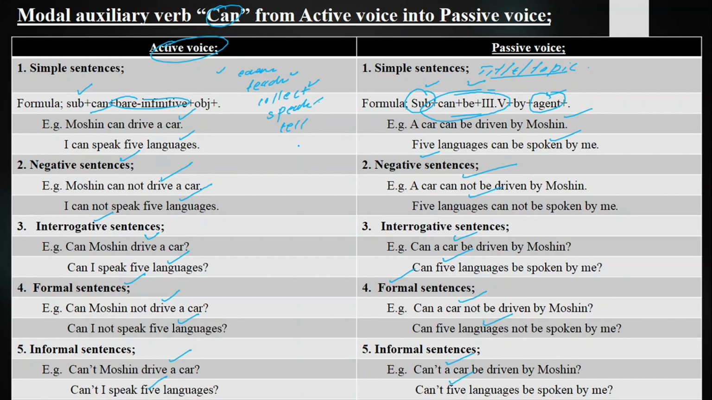You can speak English. English can be spoken by you. English cannot be spoken by you. Can English be spoken by you? Can English not be spoken by you? Can't English be spoken by you?